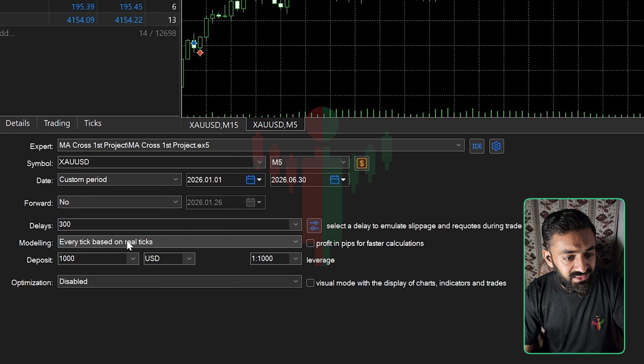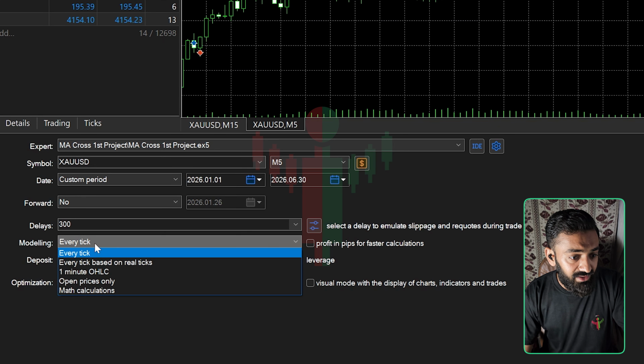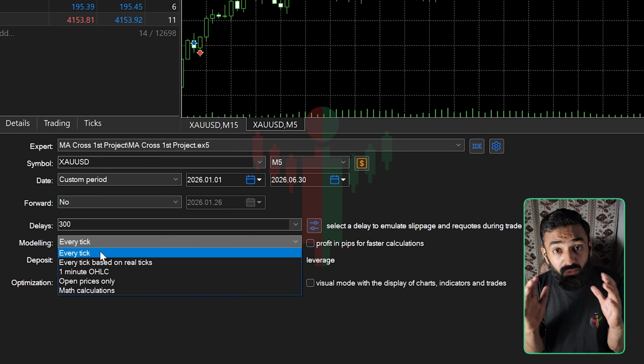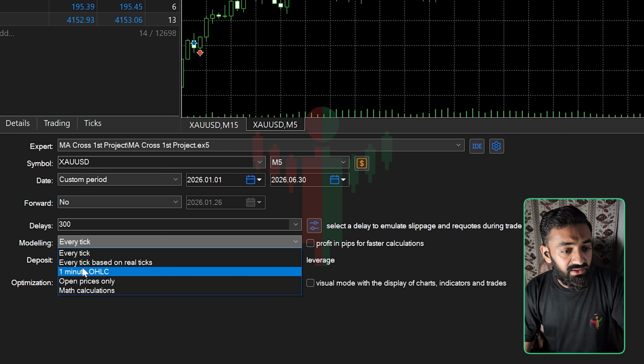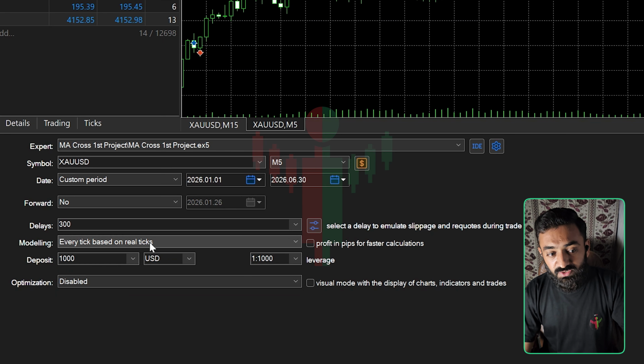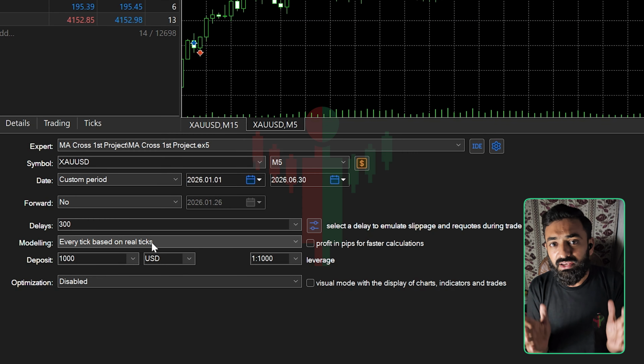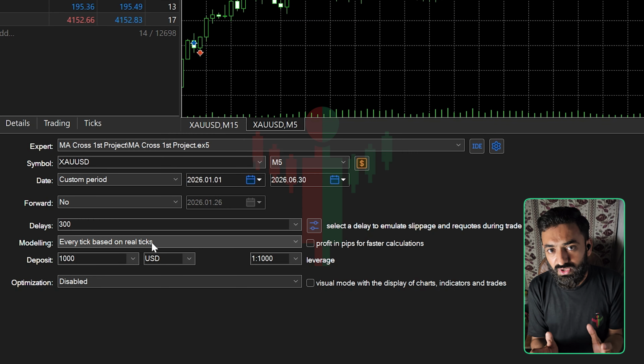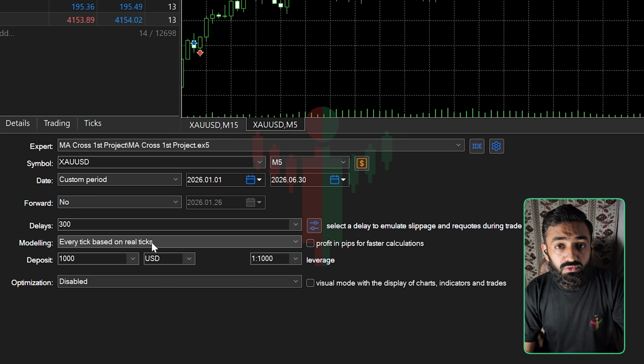On the modeling, this is very important as well. You may see every tick, but every tick is just dummy data, not real ticks. There will be no real spread and no real data from the past history. So you must set it to every tick based on real ticks. When you select this option, your PC may take some time to download the real history from the broker server. It will download from the broker of the account logged in this MT5. And the profit in pips is for faster calculation. Never check this one, leave it blank.